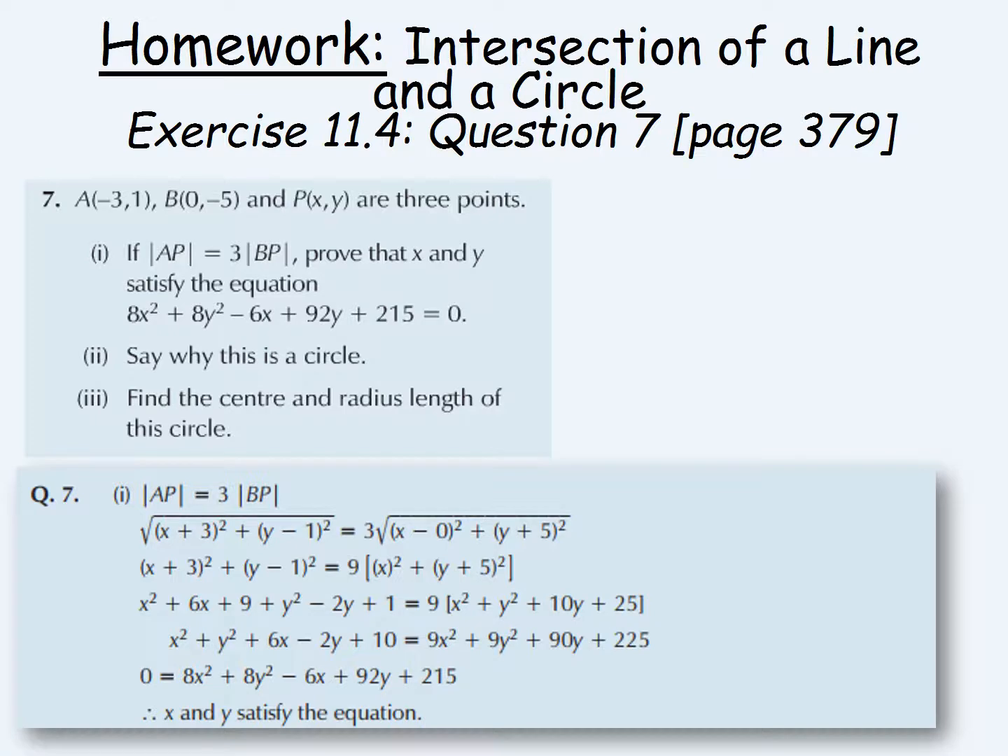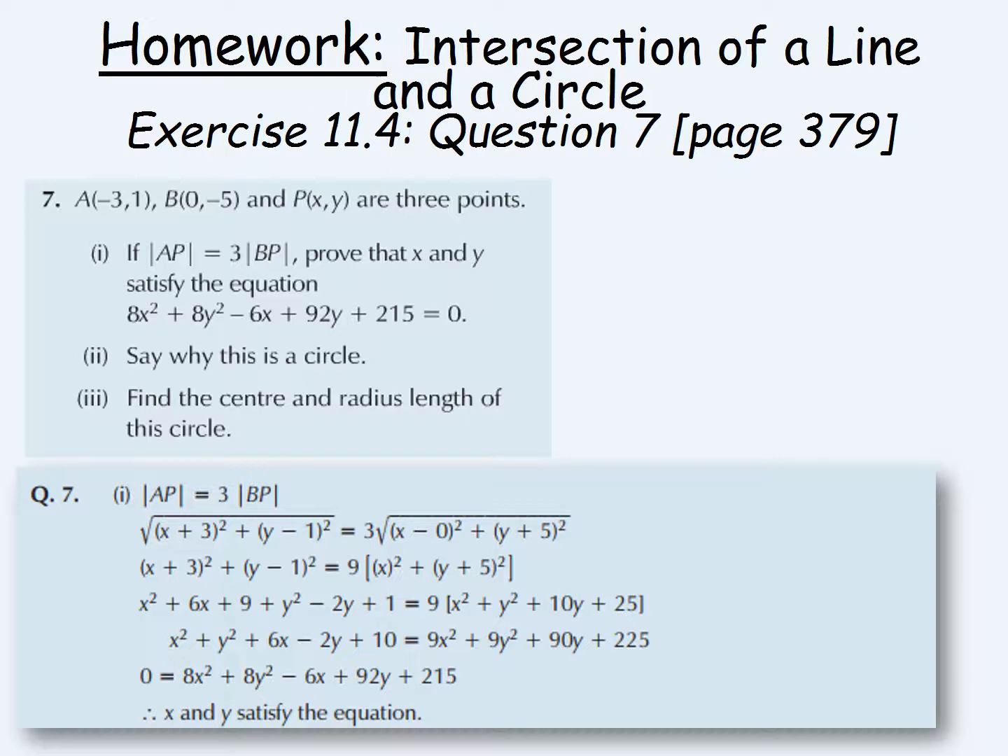So the first question I'm going to go through was from exercise 11.4, question 7. So the question said there's 3 points. A is minus 3, 1, B is 0, minus 5, and P is x, y. They tell us that the distance from A to P is equal to 3 times the distance from B to P. Prove that x and y satisfy the equation 8x squared plus 8y squared minus 6x plus 92y plus 215 equals 0. Then it asks, say why this is a circle, and the last question then is find the centre and the radius of this circle.